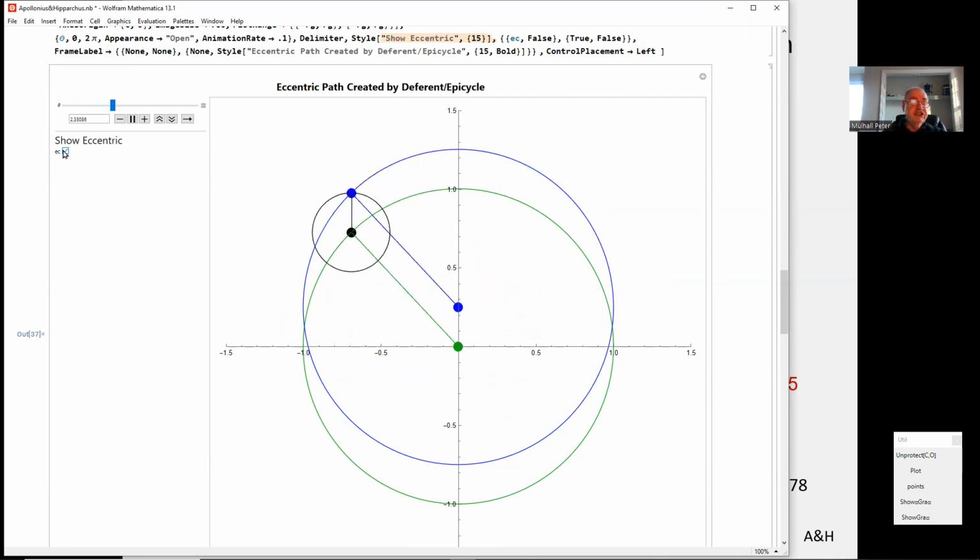What this shows is you really don't need the eccentric point of Hipparchus. You could just as well do these when you want to have off centers. But certainly the eccentric point is much simpler conceptually.